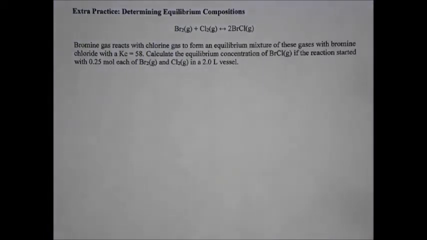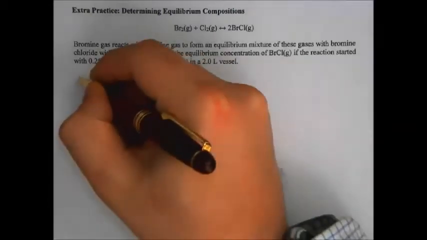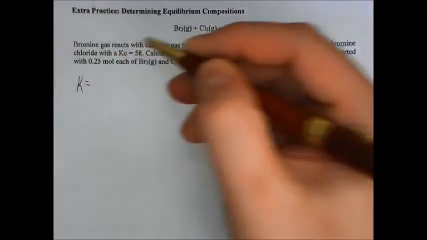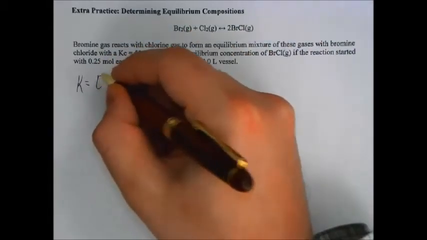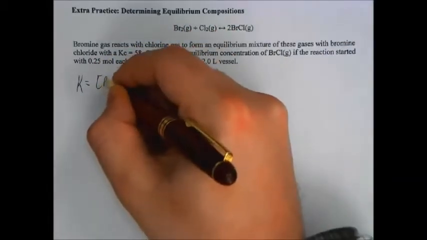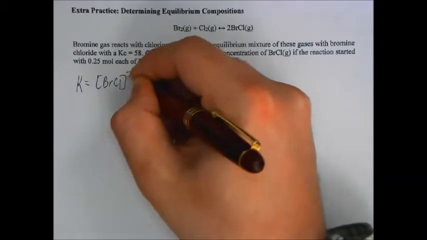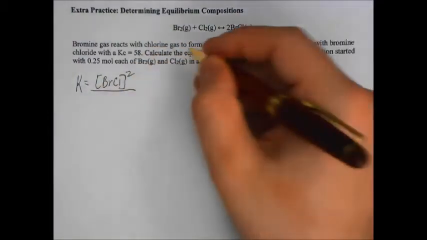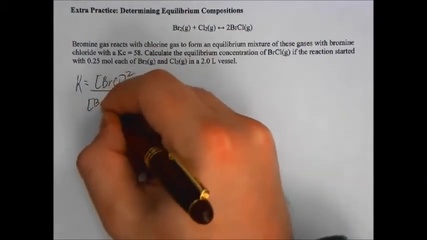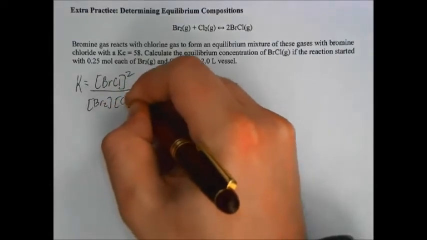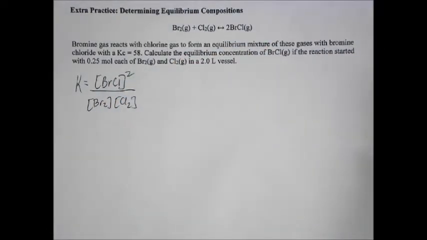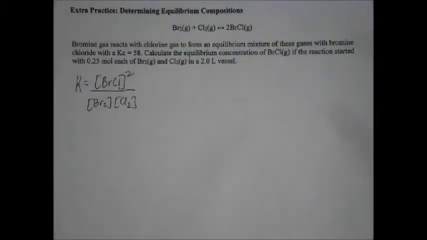So to start, we always do the same thing. We're going to write down our equilibrium expression. So K in this case is going to equal our concentration of the BrCl, which is our product, and we're going to square that since it has a 2 coefficient. And then we're going to have Br2 and Cl2 on the bottom. That's going to be our equilibrium expression.